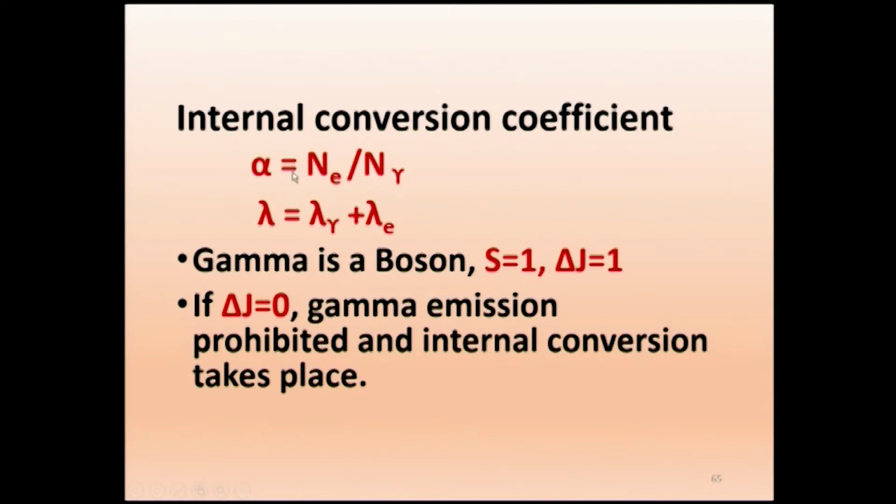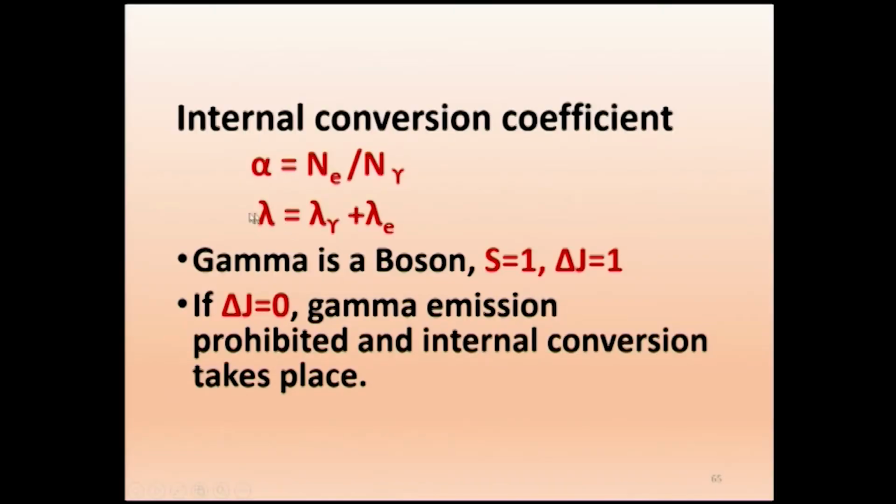Suppose there are no internal conversion electrons at all for that particular nucleus, we will have alpha equal to 0. About the decay constant: when you say decay constant lambda, it is the probability of decay per second. This lambda represents the total probability of decay per second, and the total probability will be equal to the sum of the gamma probability and the electron probability, because the nucleus can either emit gamma or emit internal conversion electrons.